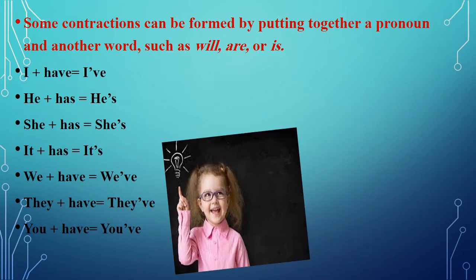Now we'll form contractions by putting together the pronoun with has and have. I plus have, we'll cross HA, replace them by the apostrophe, put them together, we'll have I've. He has, cross the HA, replace them by the apostrophe, put the words together, we'll have he's. She has, cross the HA, replace them by the apostrophe, put the words together, we'll have she's.